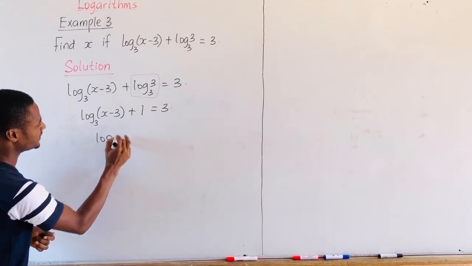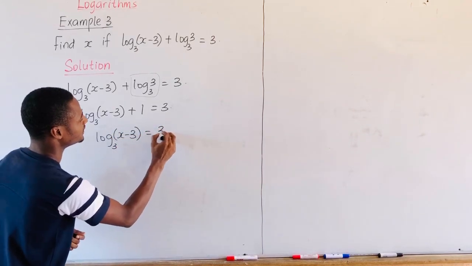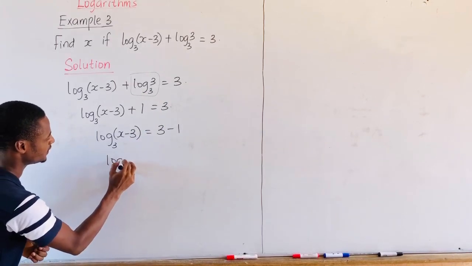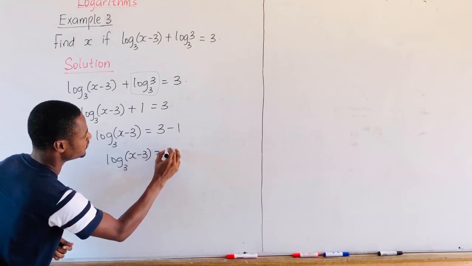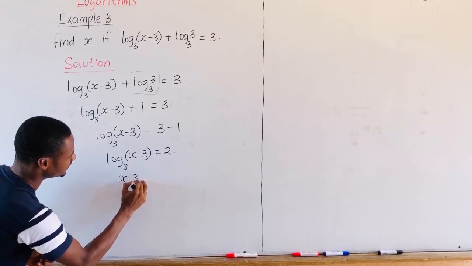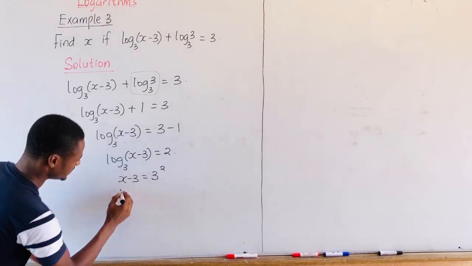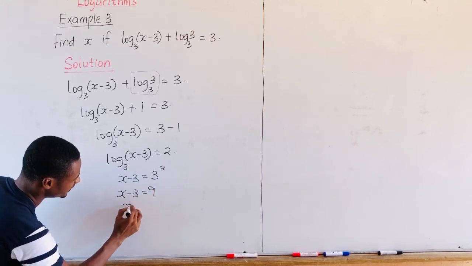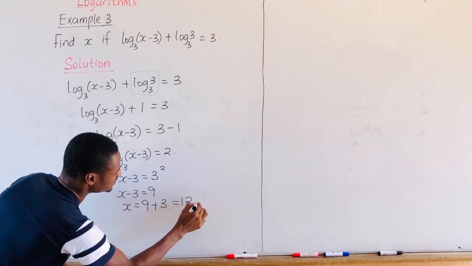So let's group like terms. The logs will be at the left-hand side, and then the numbers will be at the right-hand side. So we will have log to the base 3 of x minus 3 is equal to 2. By the definition of logarithm, x minus 3 will be equal to 3 raised to the power 2. Then this will give us x minus 3 equal to 9. So x will be equal to 9 plus 3, and that will give us 12.